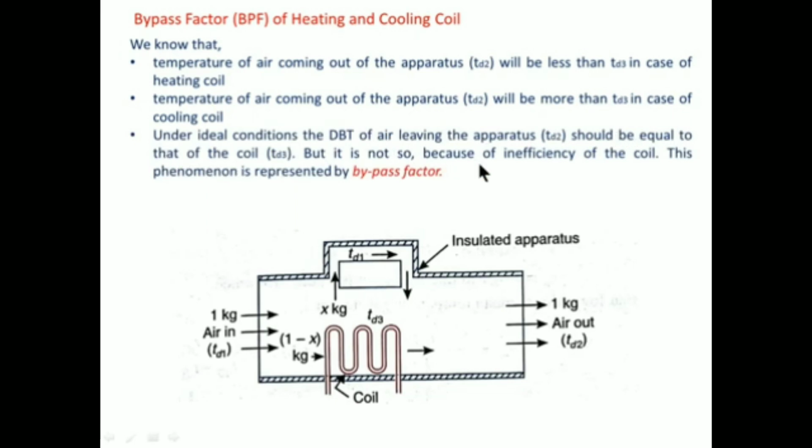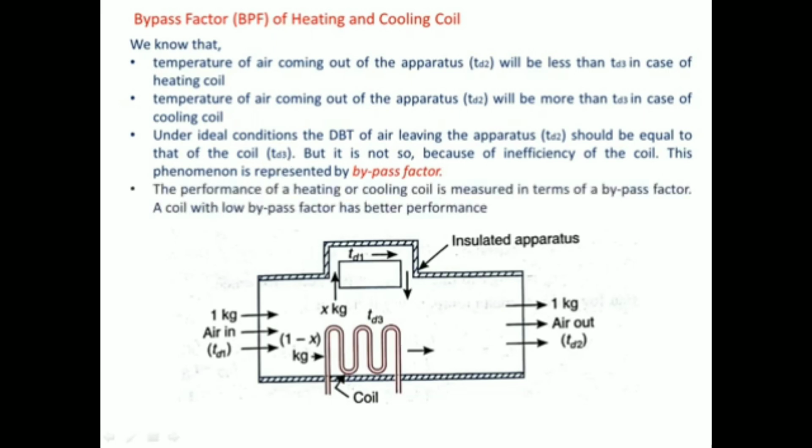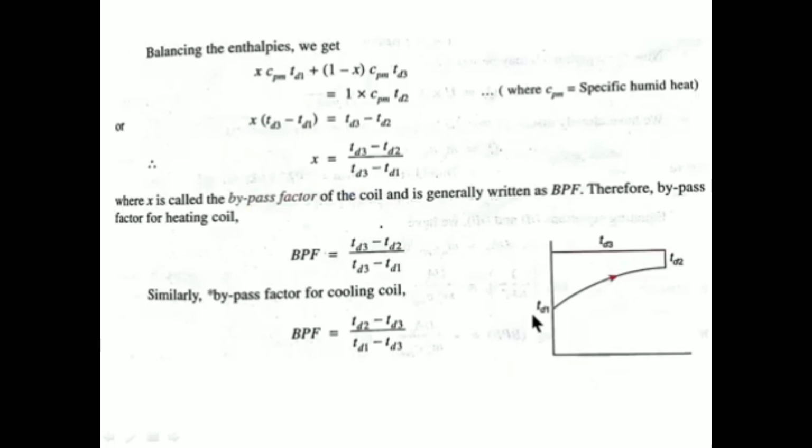But it is not so because of the efficiency of the coil. This phenomenon is represented by bypass factor. So the performance of a heating or cooling coil is measured in terms of bypass factor. A coil with low bypass factor has better performance. So the value of X should be as low as possible for better performance.